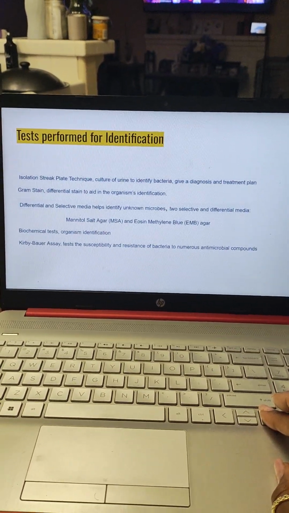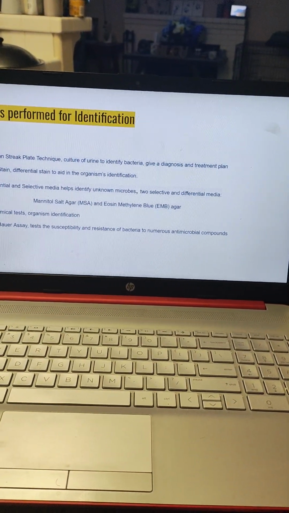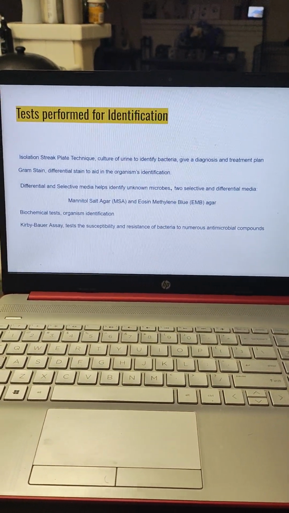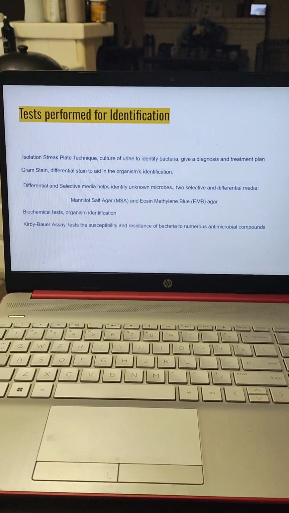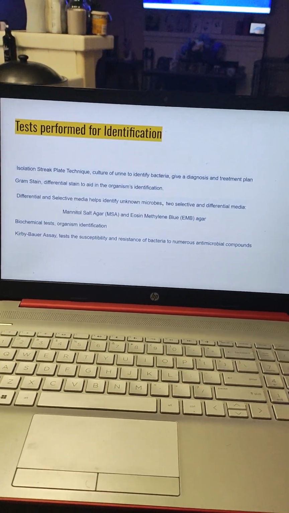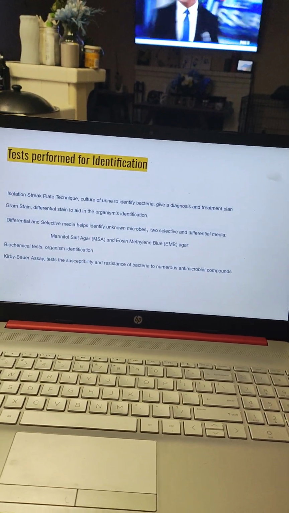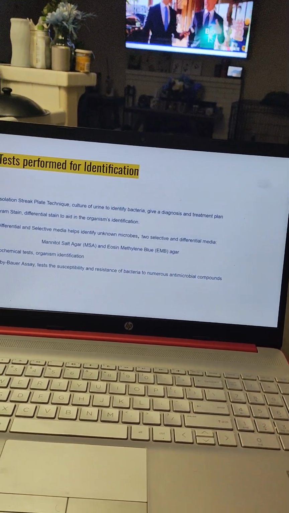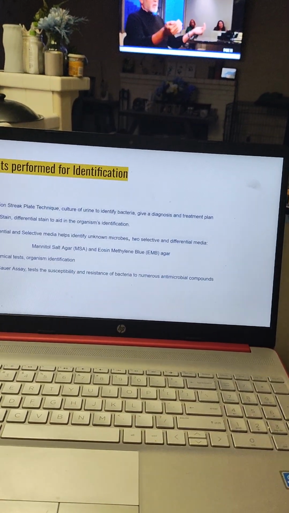So, the doctor goes ahead and collects a urine culture and draws some blood from the 13-year-old child. Urine is brought over to the lab and blood work is brought over. Tests are performed. We do an isolation streak plate, a gram stain, an agar, including mannitol salt and methylene blue, and we ran some biochemical tests, and then last, our Kirby-Bauer assay tests, all being able to identify the pathogen, giving us a diagnosis and treatment plan.